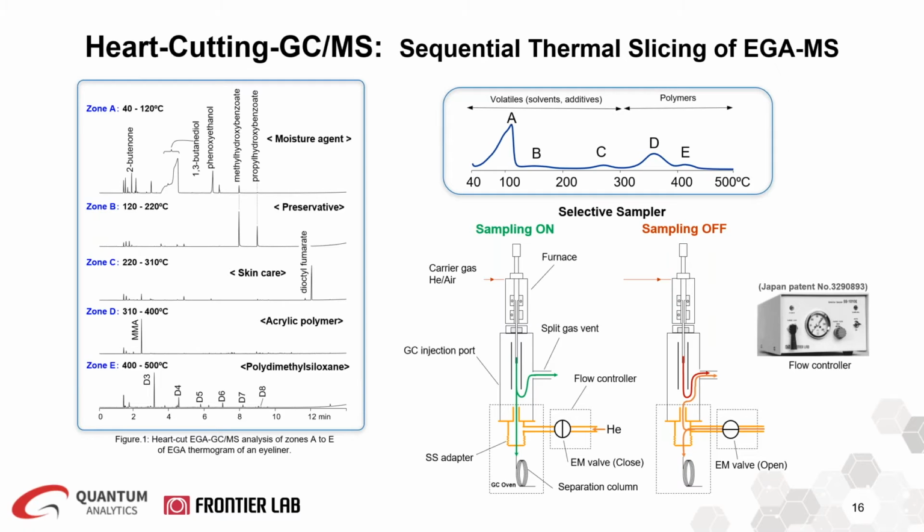The selective sampler, also shown on the right-hand side, is an accessory that is used for the hard cutting technique. The selective sampler allows you to selectively pick and choose which thermal zones of your EGA thermogram you're interested in obtaining the GCMS chromatogram for, and which one or ones you want to vent and not send to the GC column.